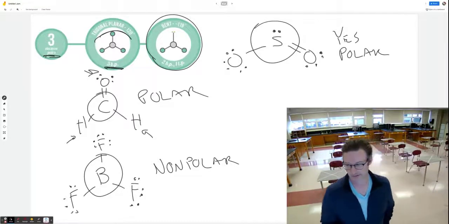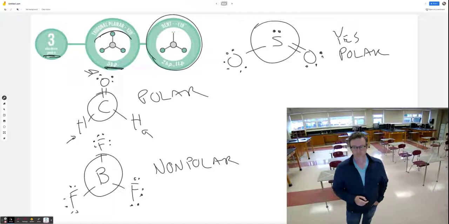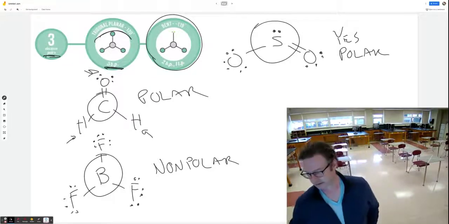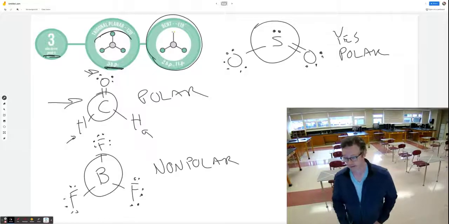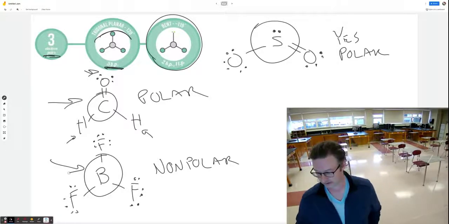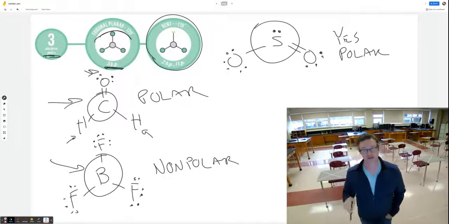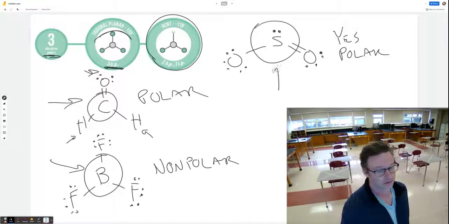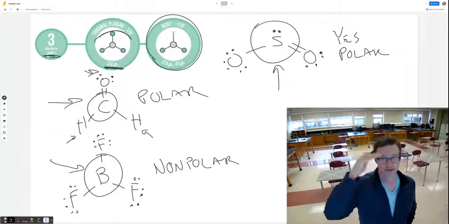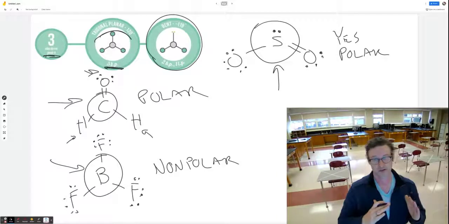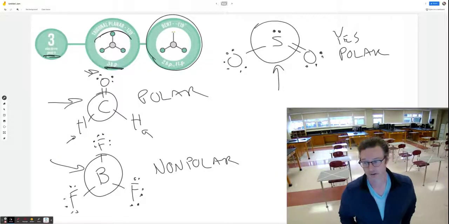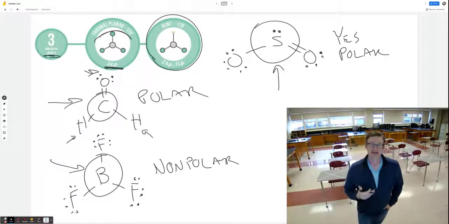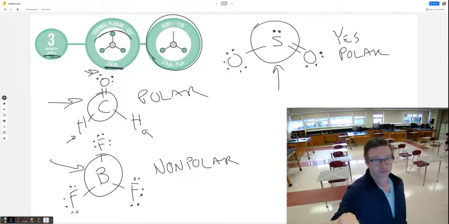Just to go back to my original point, this molecule is not symmetrical because the terminal atoms aren't the same. This molecule is symmetrical because it's a triangle with the same thing in all three corners. This one is not symmetrical because it's got a lone pair on top and then the two oxygen atoms on the bottom, so it's not symmetrical. Okay, so again, we're saying the same thing in a couple different ways here.